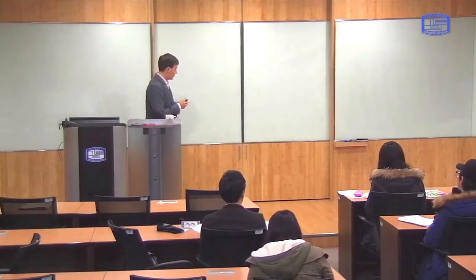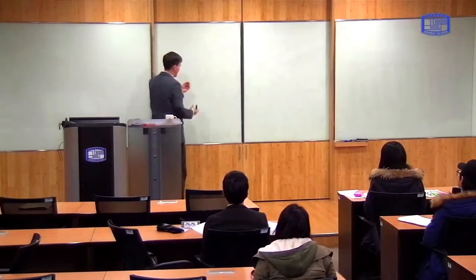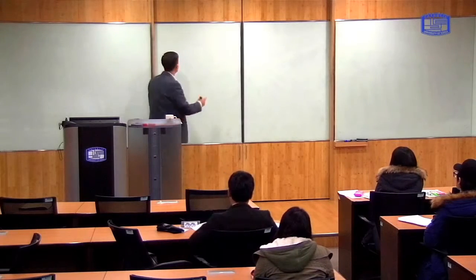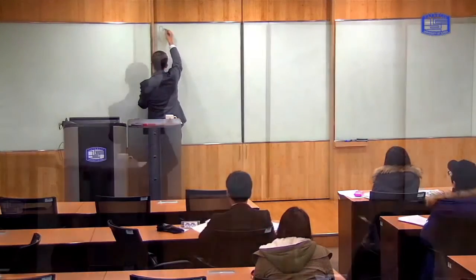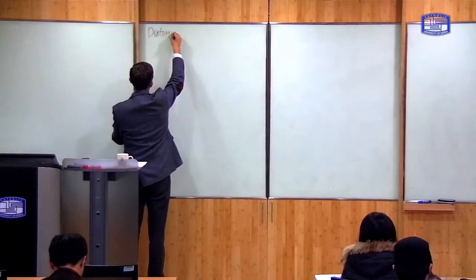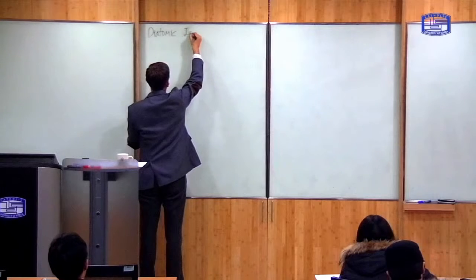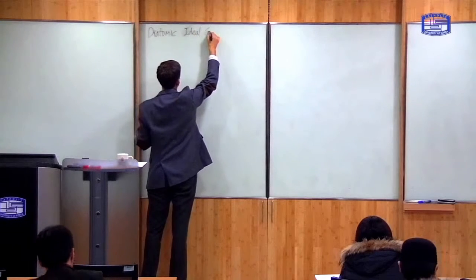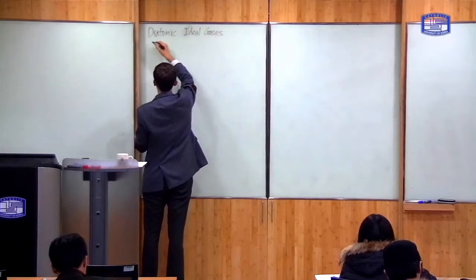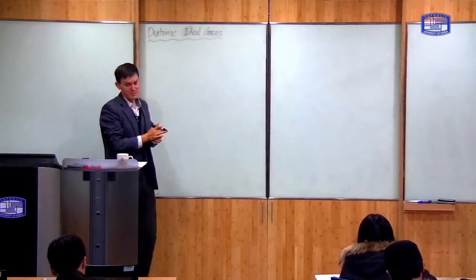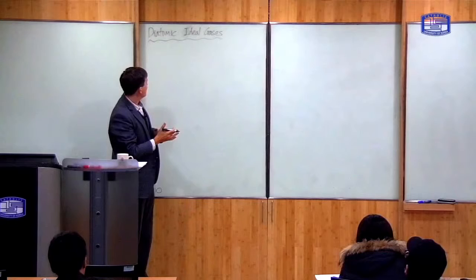Okay, so we're going to look at the next simplest case. We've looked at monatomic gases with a single atom per particle. So the next simplest case is the diatomic case. So diatomic ideal gas. So this will take up the rest of this week and maybe some of next week as well. Finish this topic.